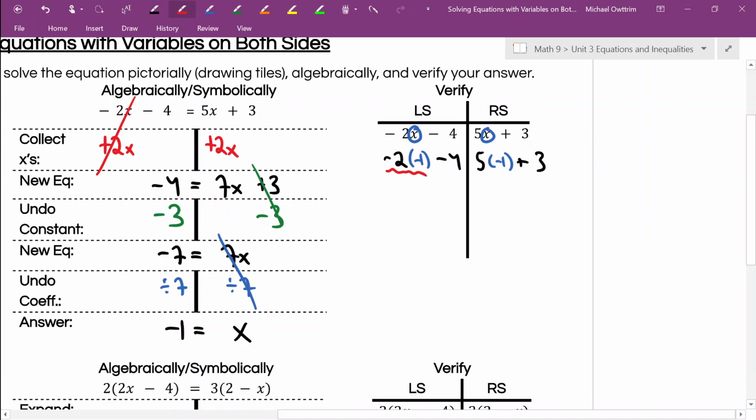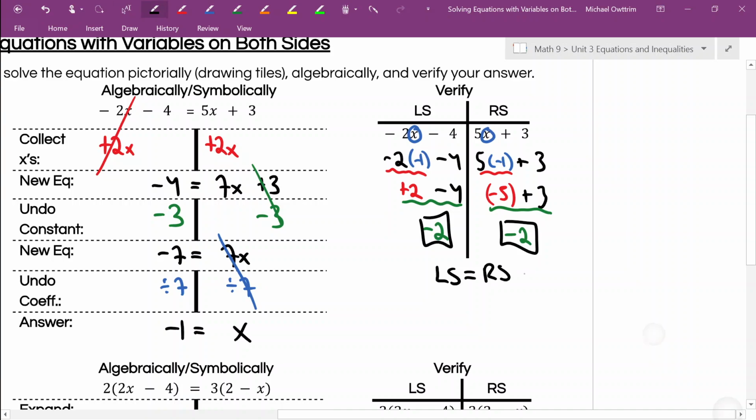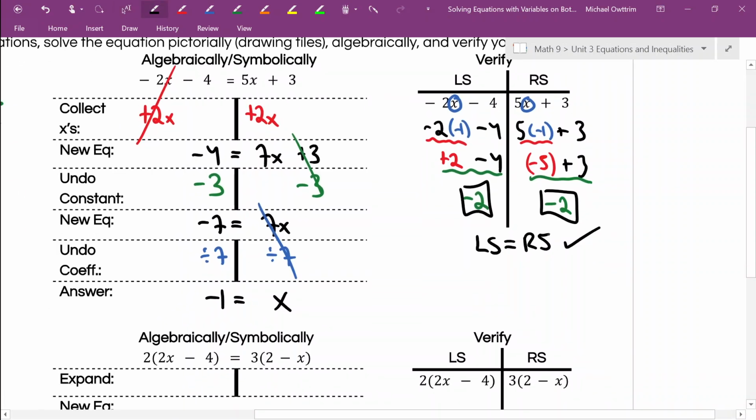So let's start with the multiplication. Negative 2 times negative 1 makes positive 2. And that positive 2, take away our 4, gives me negative 2 as the value of the left side. On the right side, let's do our multiplication first. 5 times negative 1 is negative 5. Negative 5 plus our 3 gives me negative 2. So the value of the right side is negative 2, the value of the left side is negative 2. Since the left side does in fact equal the right side, we know that our solution of x equals negative 1 is correct. It did in fact cause the left side to be equal to the right side.